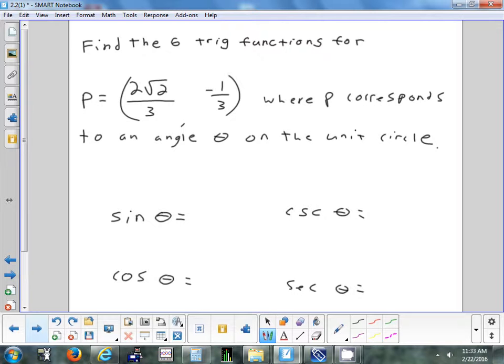Does anybody feel like they need to do another one where they're given the point? Anybody? No, we're okay? All right. This one has a root in it, so we would end up with some roots in the bottom when we flip things, and we'd have to fix that. But if we're okay, I'll skip going over another one with coordinates.